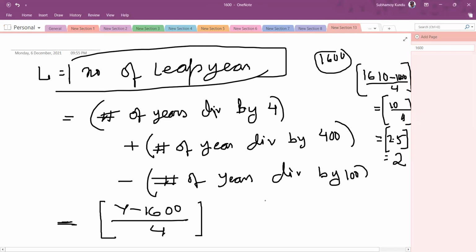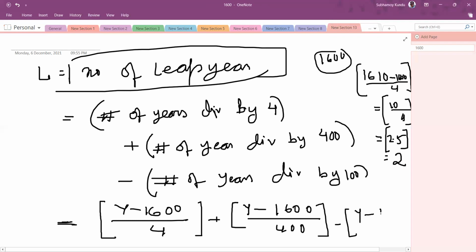That's why we use the floor function, the integer part. This is y minus 1600 by 4, the number of years divisible by 4, plus the years where y minus 1600 is divisible by 400, minus the years where y minus 1600 is divisible by 100. Okay.